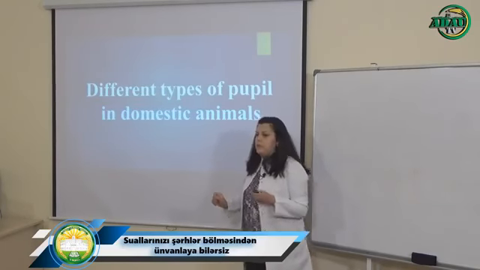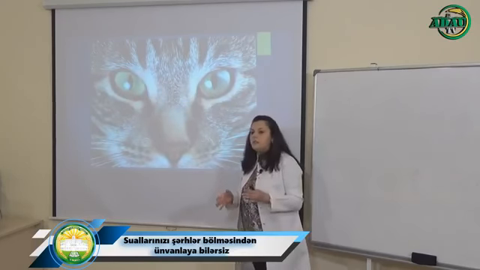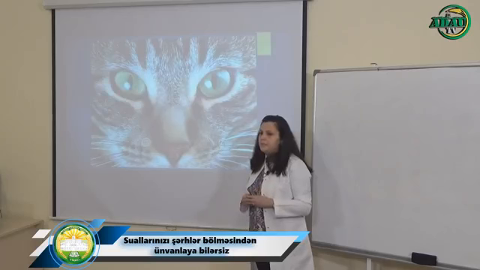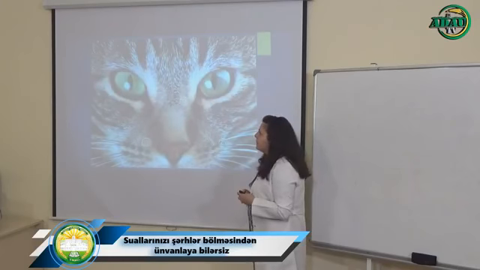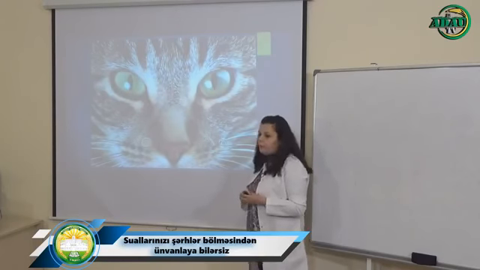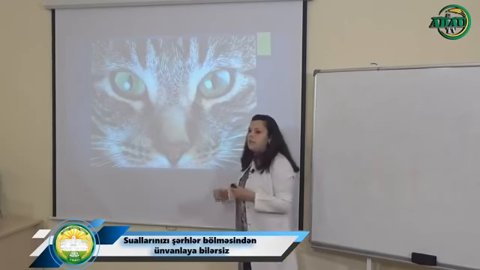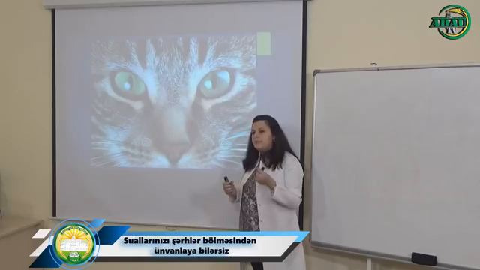The pupil of the different domestic animals is really different. If we look at the structure of the eyeball, we can see that different domestic animals have different shapes of the pupil. So here you can see the pupil of the cat. This is an oval pupil, and the contraction of this oval pupil forms a vertical slit. It looks like a vertical slit.